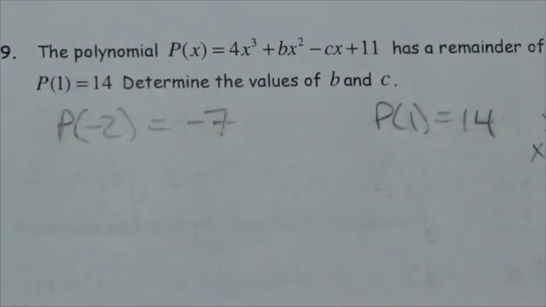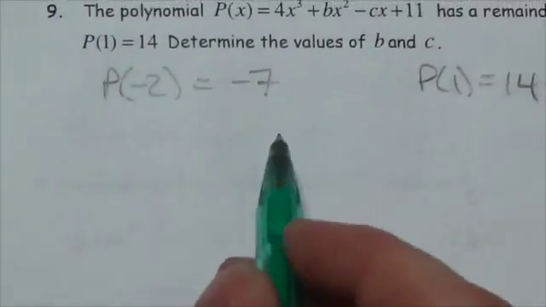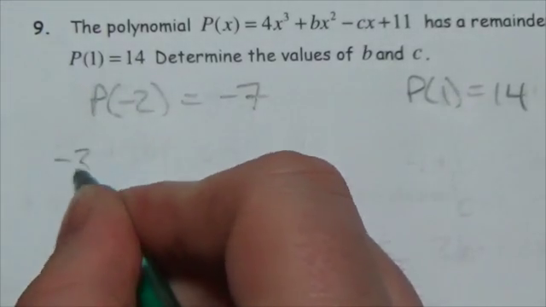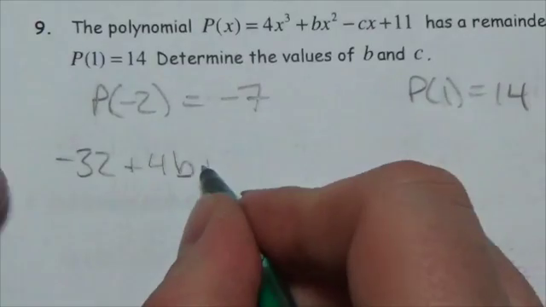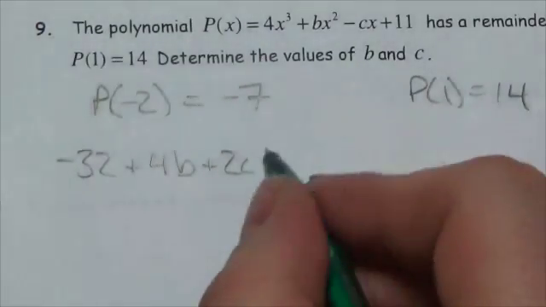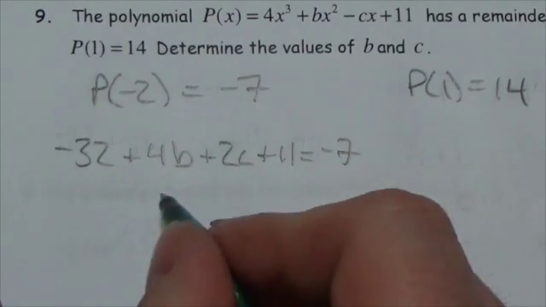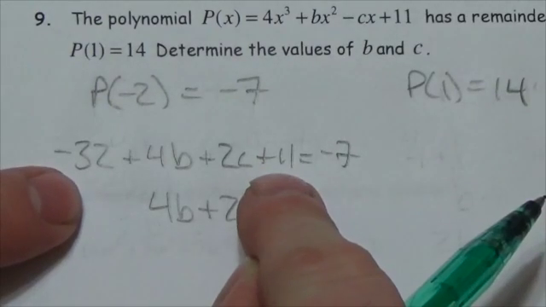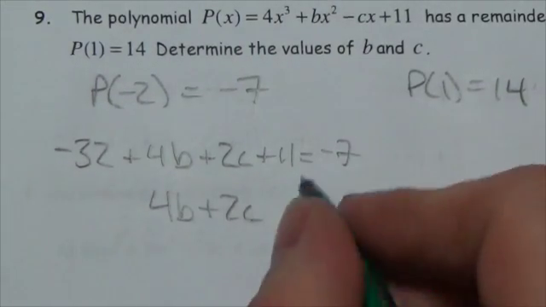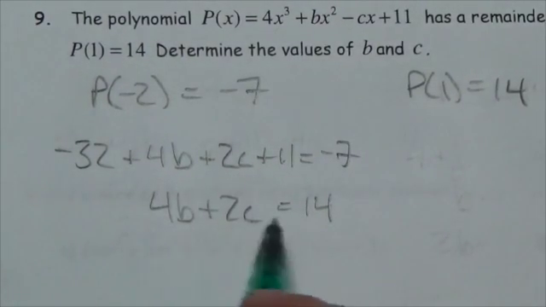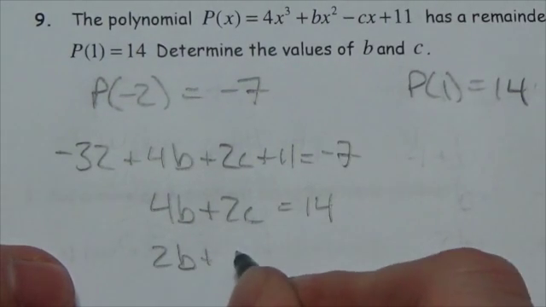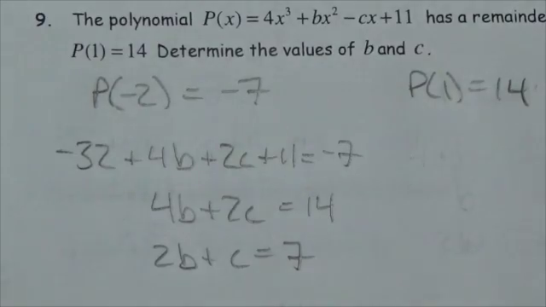Okay, so now with that in mind, let's build the system. If I plug negative 2 into my polynomial, this is going to give me negative 32 plus 4b plus 2c, plus 11 equals negative 7. I'm going to add the negative 32 and the 11 together and bring that over, so this ends up being 4b plus 2c equals 14. I'm kind of lazy here. I see everything's even, so I'm going to divide everything by 2 to get 2b plus c is equal to 7.